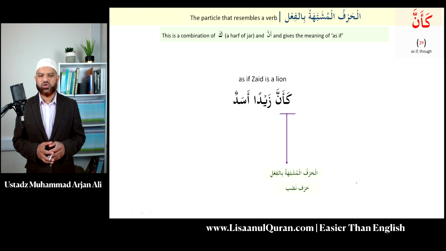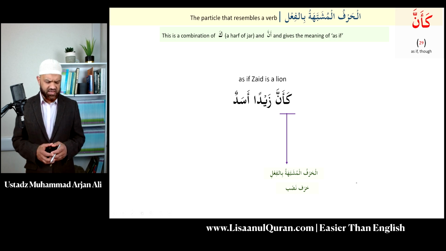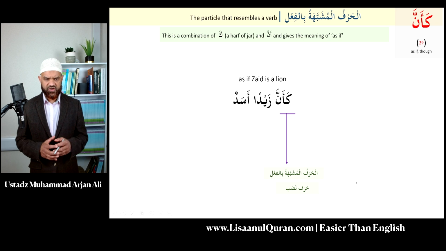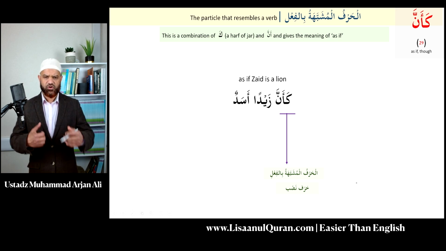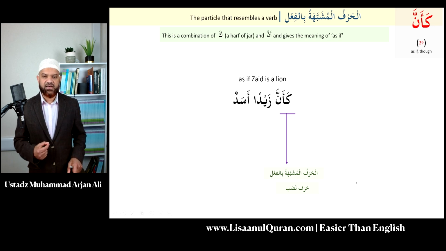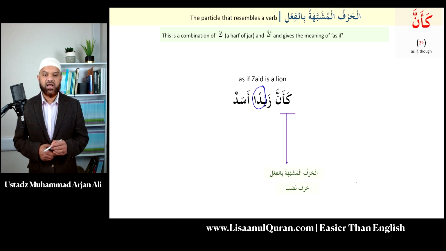Now, this one is used only 29 times in the Quran. And as an example of it, this is a non-Quranic example. It gives us the meaning as if or though. So, for example, I want to say in Arabic, as if Zaid is a lion. I'm comparing Zaid to a lion. He's very brave. So, I will say in Arabic, ka'anna Zaidan. Please note that, inshallah, Zaidan Asadun.